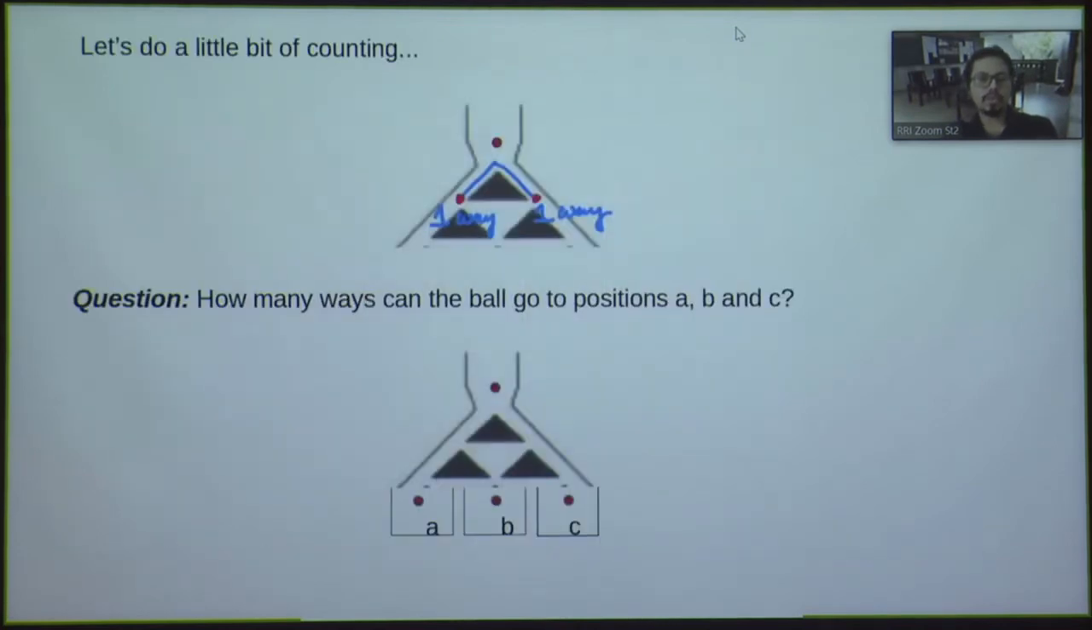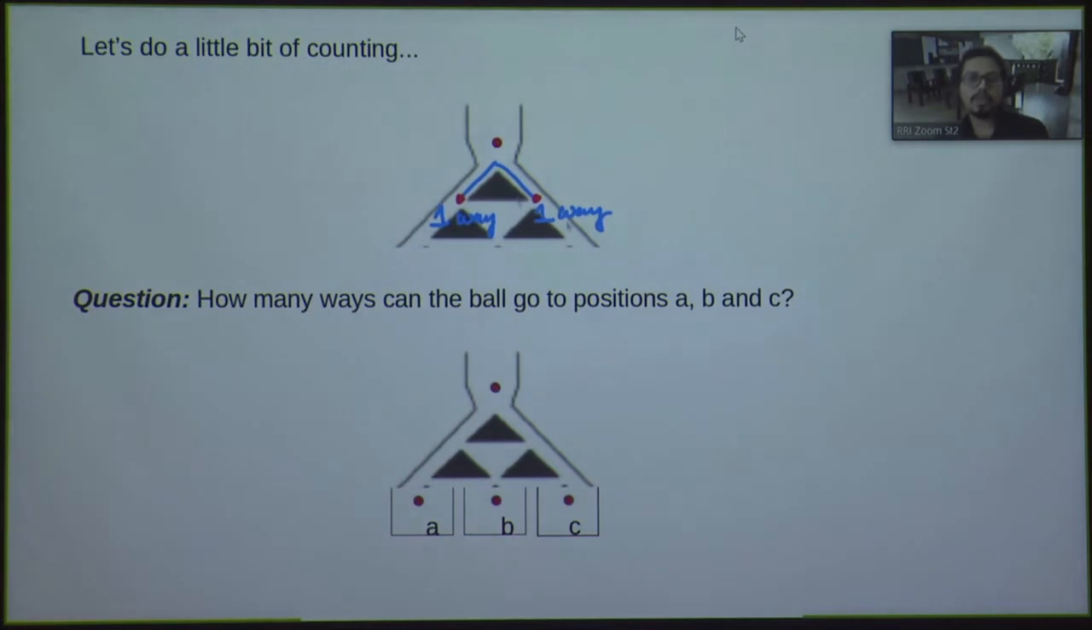Now let's do a little bit of counting. Suppose I have this one triangle and the boxes are just after my first level. I'll call the levels the levels of horizontal triangles. In what way can it collect in the two boxes? It can either go this way and collect here, that's one path, or it can go this way and collect here, again one path only.